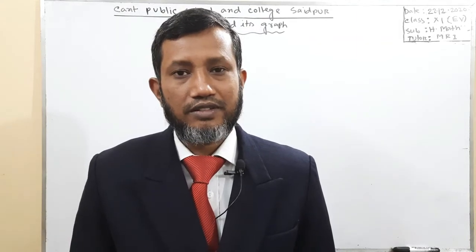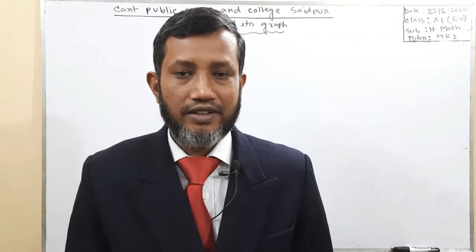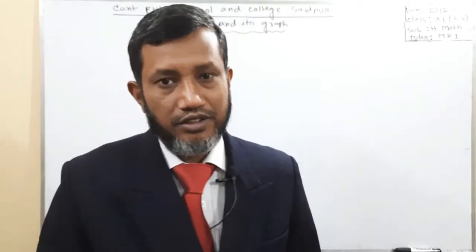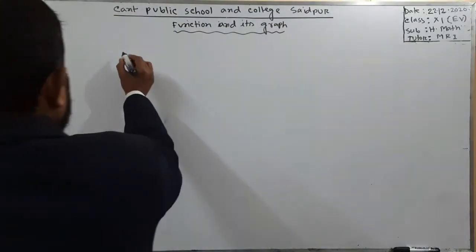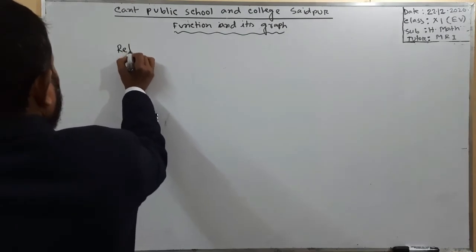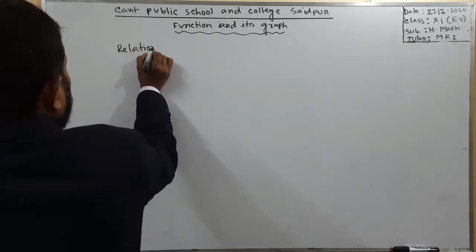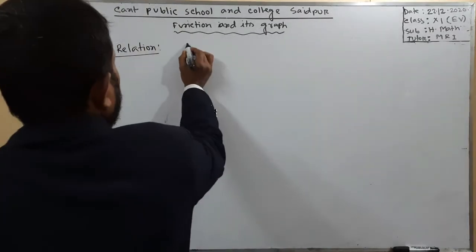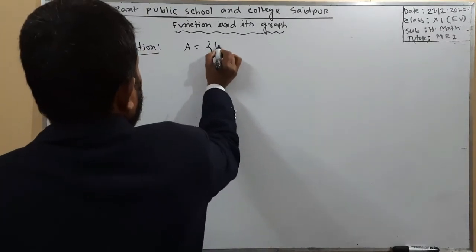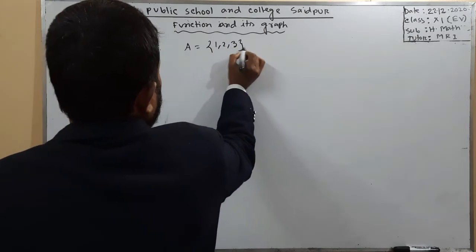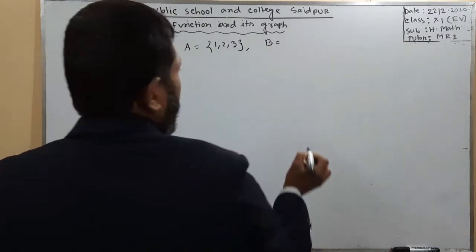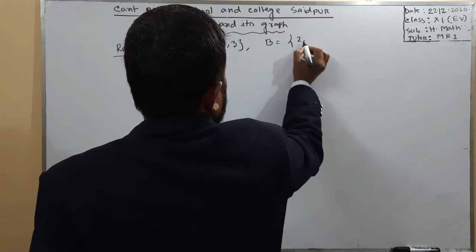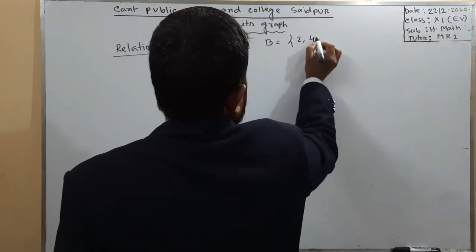Today I'll discuss function and its graphs. First I'll discuss relation. Let us consider two sets. A is 1, 2, 3 and B is another set. Suppose its elements are 2, 4.